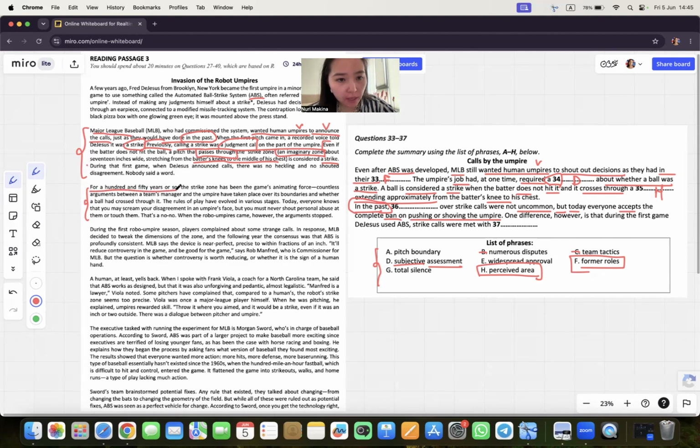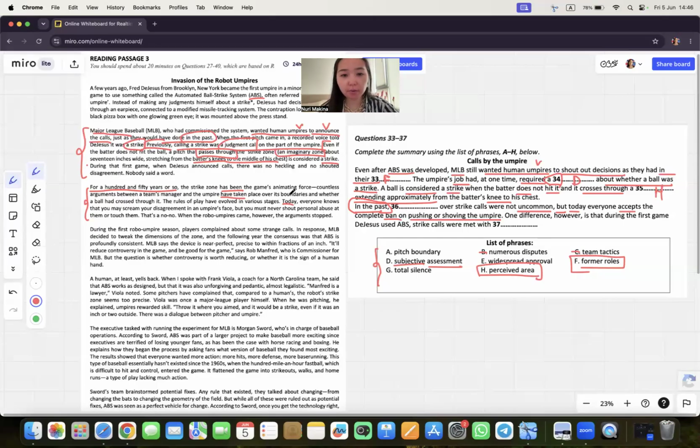Do we have anything about today? The strike zone has been the game's animating force. So has been, it means about today. Countless arguments between a team's manager and the umpire have taken place over its boundaries and whether a ball had crossed through it. The rules of play have evolved in various stages. Today, yes, we have today. Today, everyone knows that you may scream your disagreement in an umpire's face, but you must never shout personal abuse at them or touch them. That's a no-no. When the robo-umpires came, however, the argument stopped.